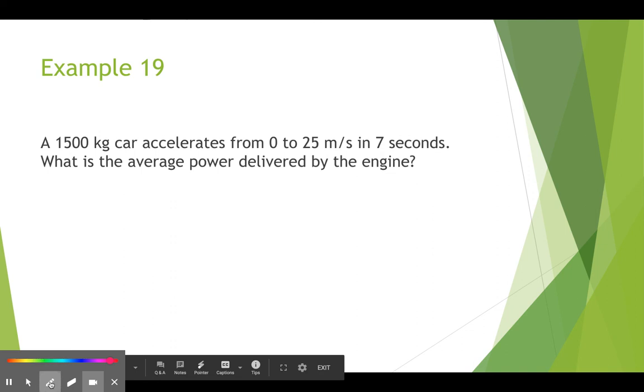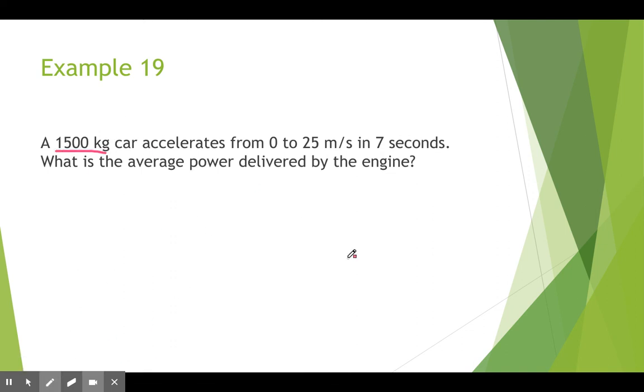Okay, last example with power. We have, again, a car. This time we're given the mass, 1,500 kilograms, accelerates from 0 to 25 meters per second in 7 seconds. What is the average power delivered by the engine? Okay, so don't get thrown off by the word average. Power is work over time. In this case, we're given the change in the velocity and the time. We're not given force.